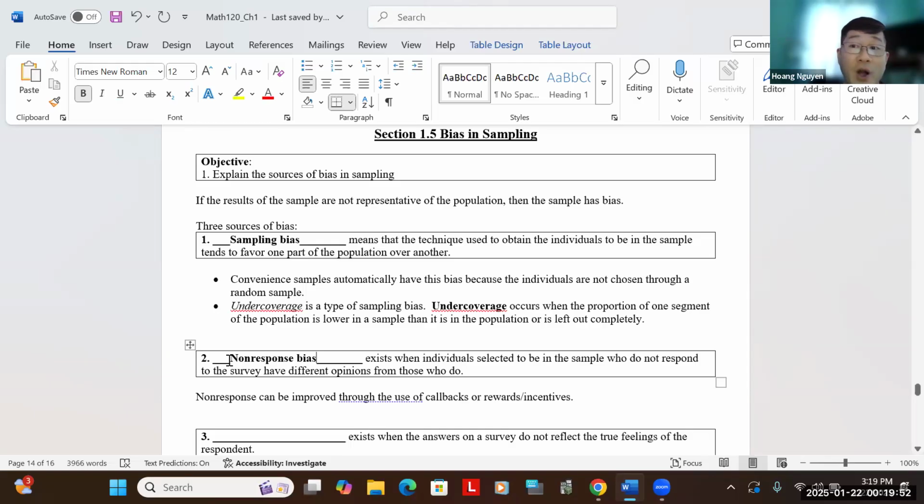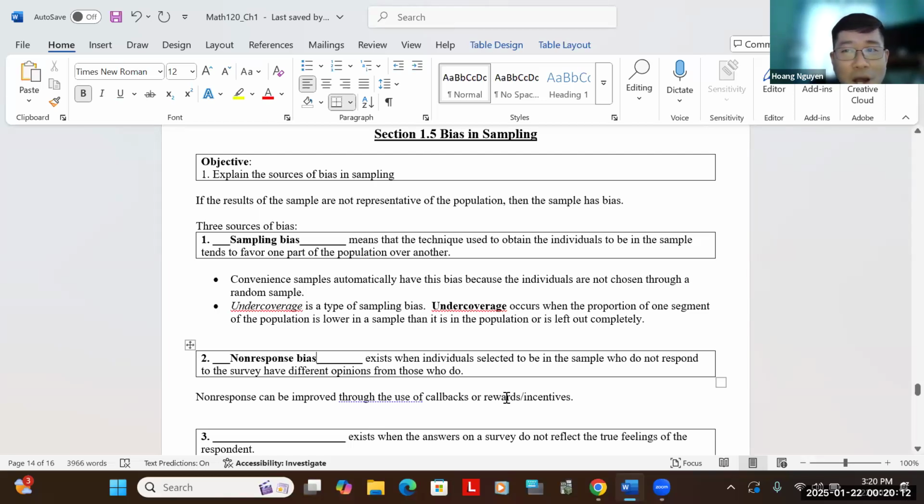In order to overcome non-response bias, we can use callbacks, rewards, or incentives. Non-response bias can be improved by using a callback, rewards, or incentives. So that's the second source of bias.